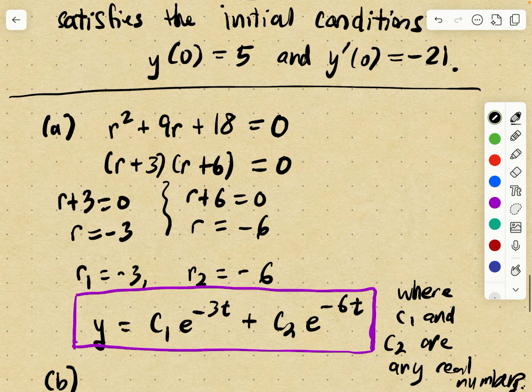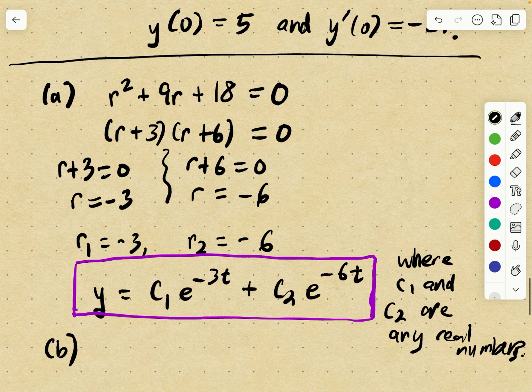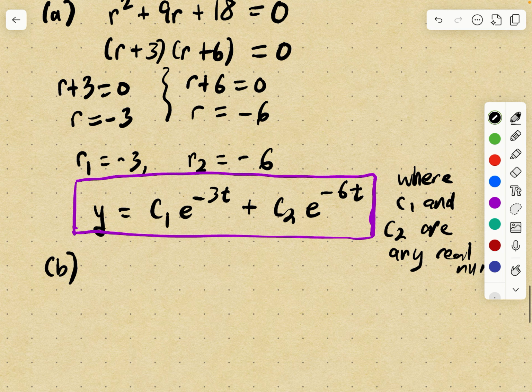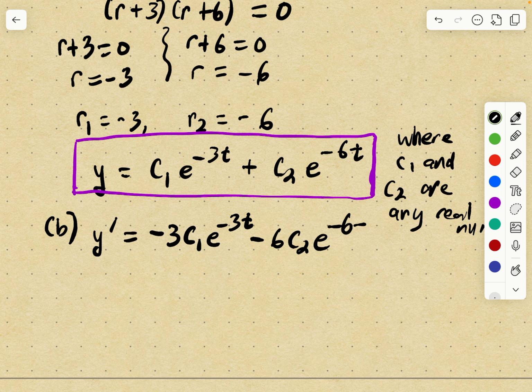So how do we figure out what the C1 and C2 are? Well, we plug in. We have the y, we plug in 0, and we're supposed to get 5. And we need to find what y prime is. So let's figure out what y prime is first. You just take the derivative: negative 3 c1 e to the negative 3t minus 6 c2 e to the negative 6t. So now we have y and y prime, so then we plug in our initial values.